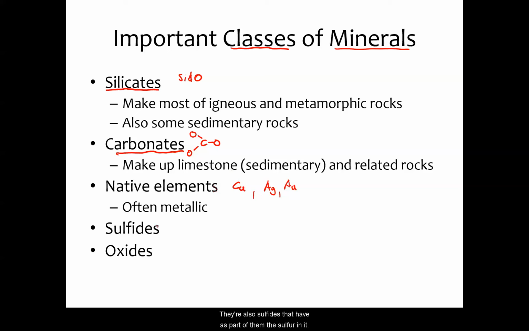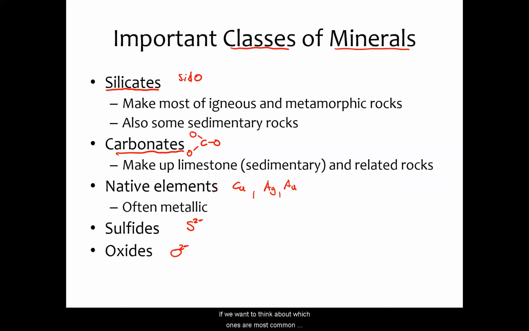There are also sulfides that have as part of them the sulfur anion. And then there are oxides that only have oxygen as their anionic component, but they don't have carbon bound as carbonates, and they don't have silicon to make silicates. So these oxides are another class of mineral.